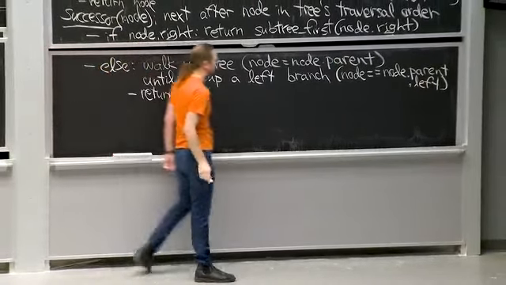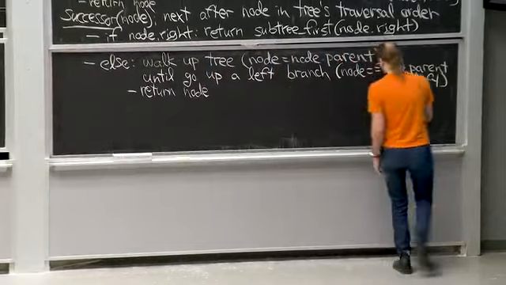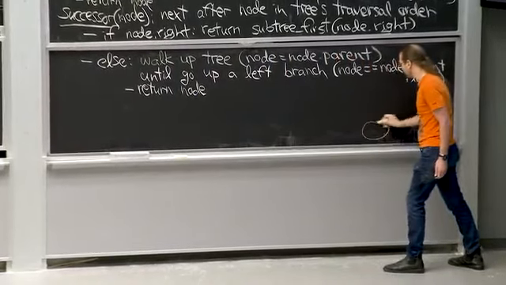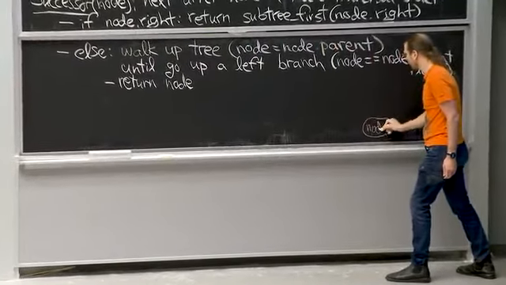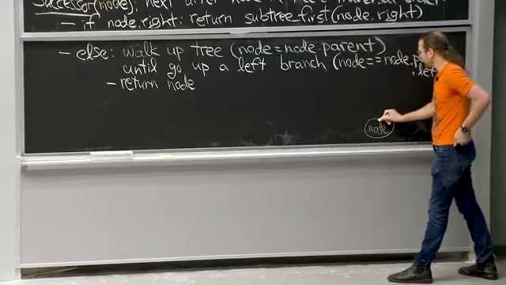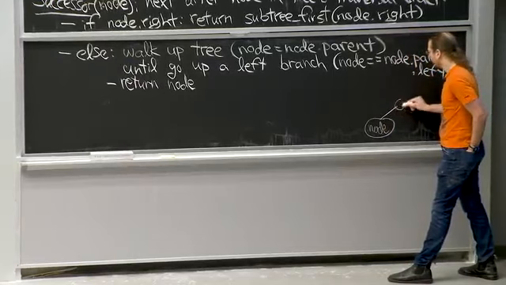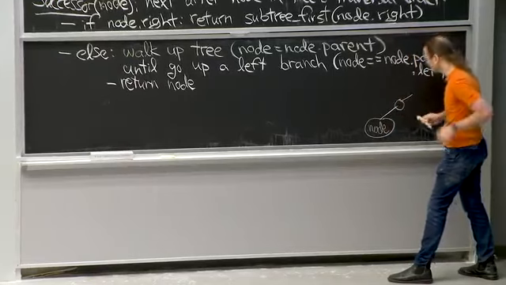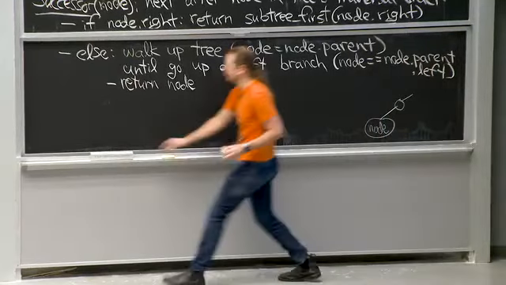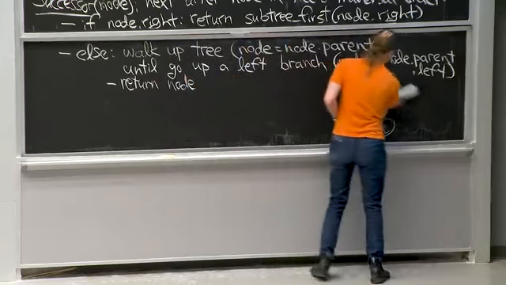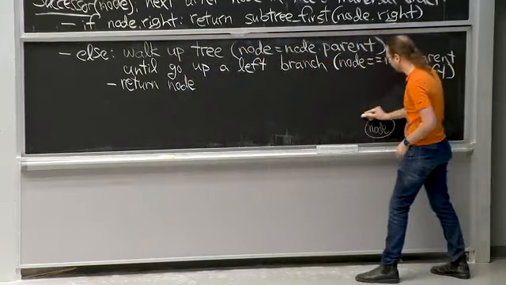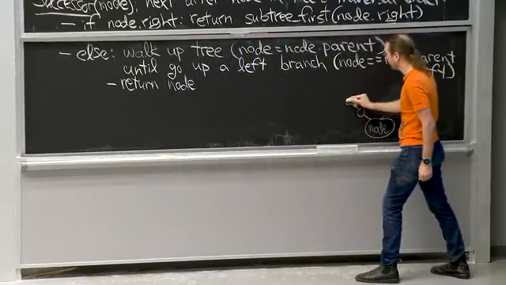Why is this true in general? Let me draw a more generic picture. So we're starting at some node. And let's say its parent is to the right, so it comes later in the order for a while. Sorry, I get this backwards. We're doing successor. So it goes to the left for a while.